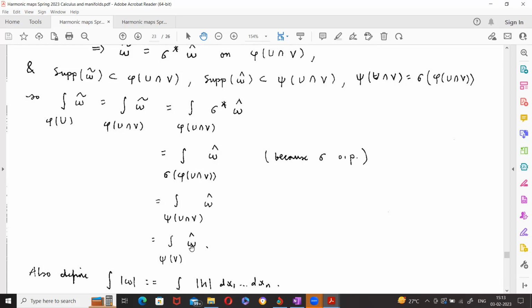All right. Is this clear? Yes, sir. Okay. So to go from here to here, we need to use the fact that sigma is orientation preserving. If it was orientation reversing, then these two would be negatives of each other. That's all. So this is well defined because we are using orientation preserving charts. And we have the class of orientation preserving charts because we have an orientation on M.